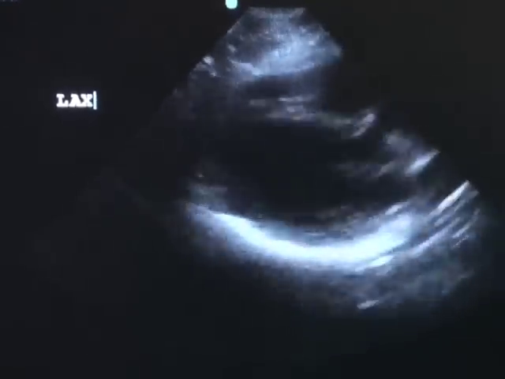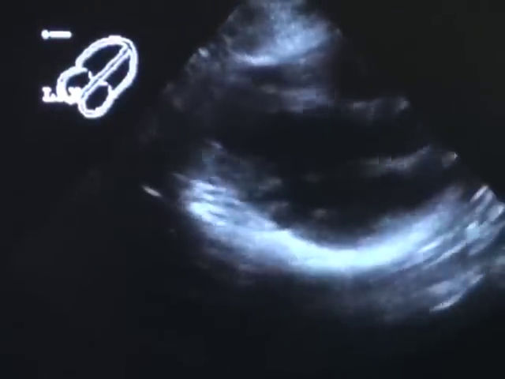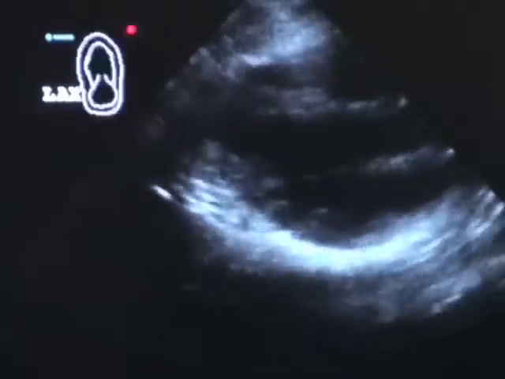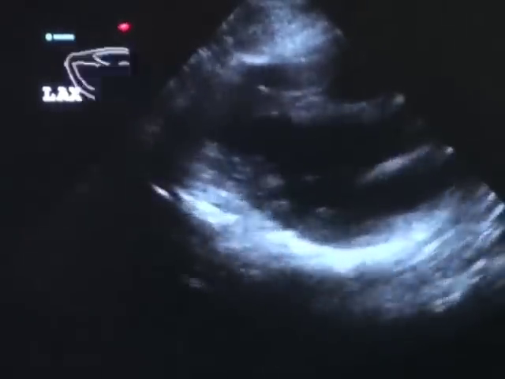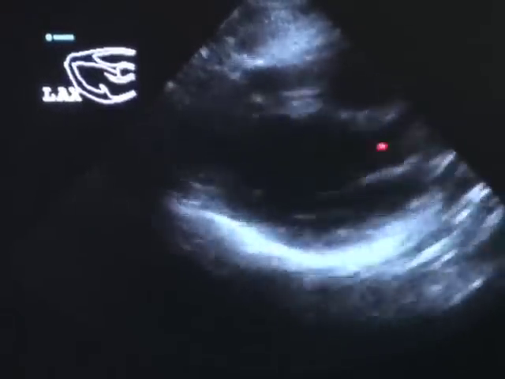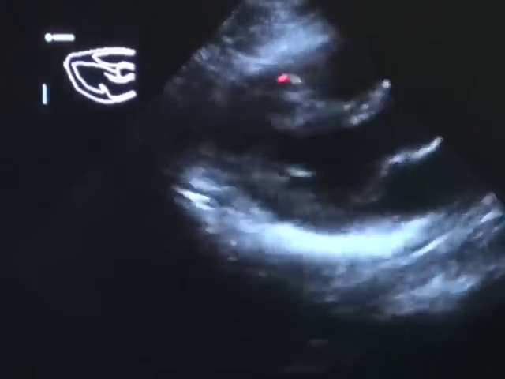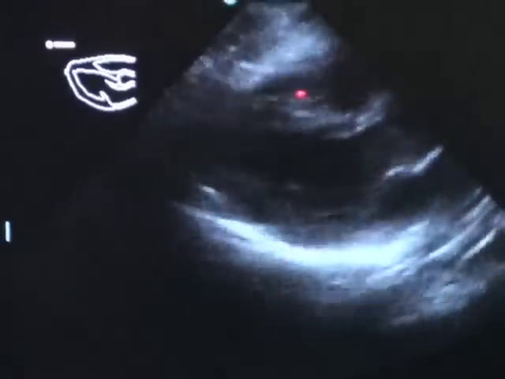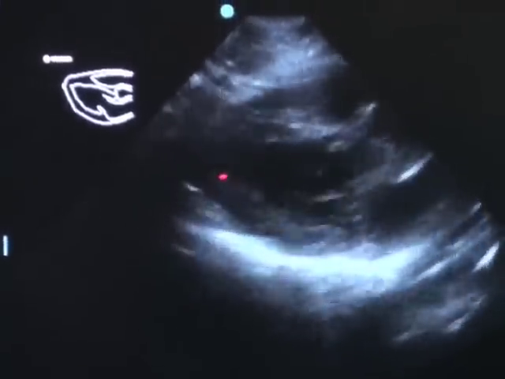The long axis: if we hit the pictograph, we can view back to number 1, scroll back, and get the long axis picture. In that long axis, we can see anteriorly the right ventricle, then the interventricular septum, then the left ventricle.